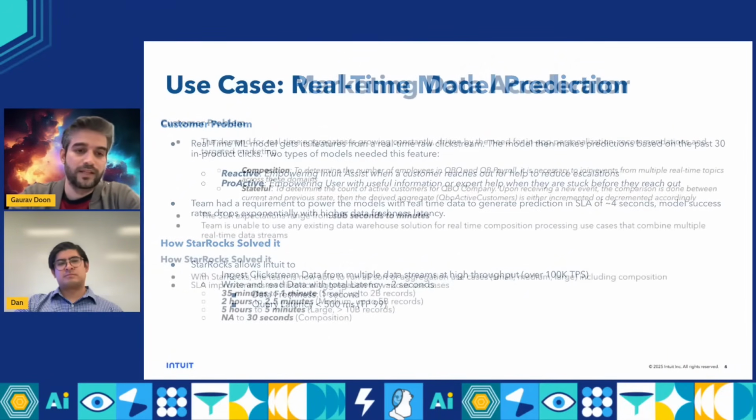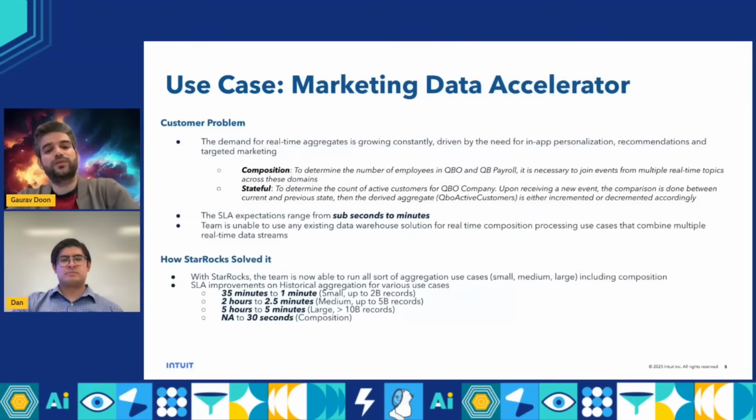Next one. The next one that I want to talk about is also a real-time use case, but it's a little bit different. This is not about powering Gen AI experiences, but it's about marketing. The demand for real-time aggregates is growing constantly in today's world, driven by in-app personalization for the user, recommendations, as well as targeted marketing.